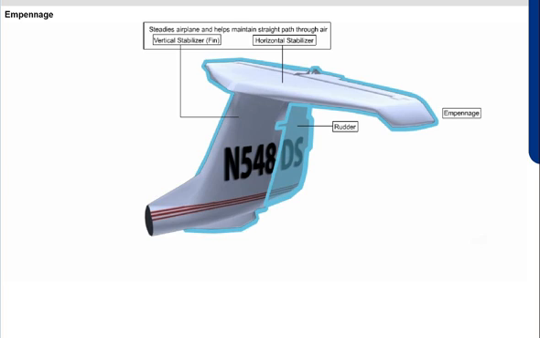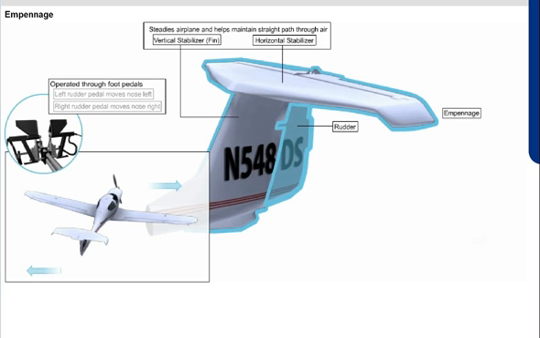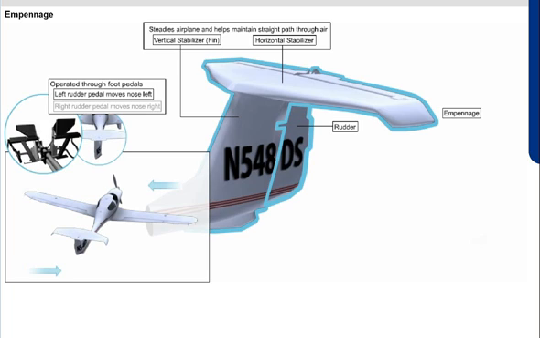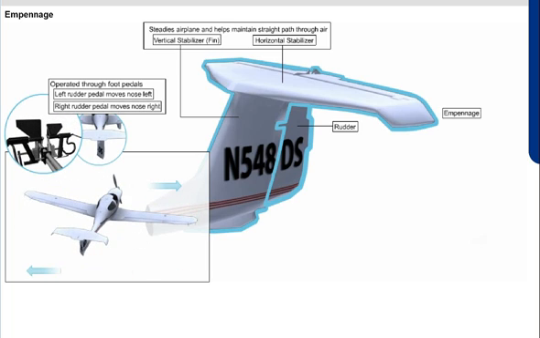The rudder is attached to the back of the vertical stabilizer and can be used to move the nose of the airplane left or right, much like a rudder turns a ship. You operate the rudder with your feet, using pedals located in the cockpit. When you press the left rudder pedal, connecting cables move the rudder to the left, which causes the airplane nose to move to the left. Pressing the right pedal moves the rudder and the nose to the right.